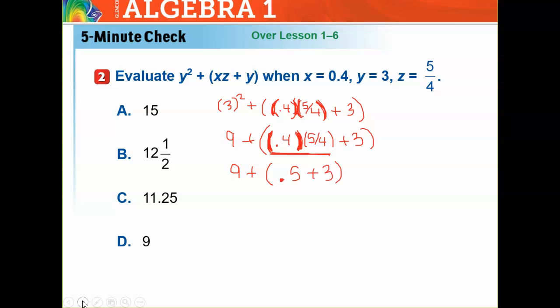Then we have to add those two values together because we're still in the parentheses. And 9 plus 3.5 is 12.5, which is answer option B. So I'll give you guys a minute to copy that down if you need it.